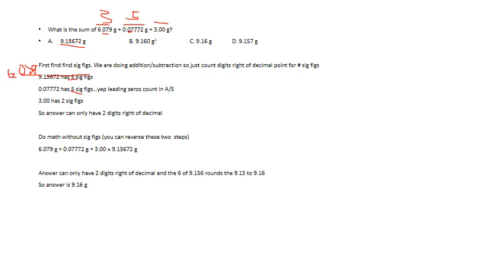And then this guy has 2 digits here. Remember, you're counting digits right of the decimal point. So that's the big thing different about addition and subtraction. Leading zeros count after the decimal point. So our answer can only have 2 digits. I go ahead and do the math, and I can only have 2 digits right of the decimal point. That's what that means, and it doesn't mean overall. If it's multiplication and division, you would say it's 9.1. For subtraction and addition, it's how many digits are right of the decimal point. Well, this 6 rounds this guy up, so this is 9.16.